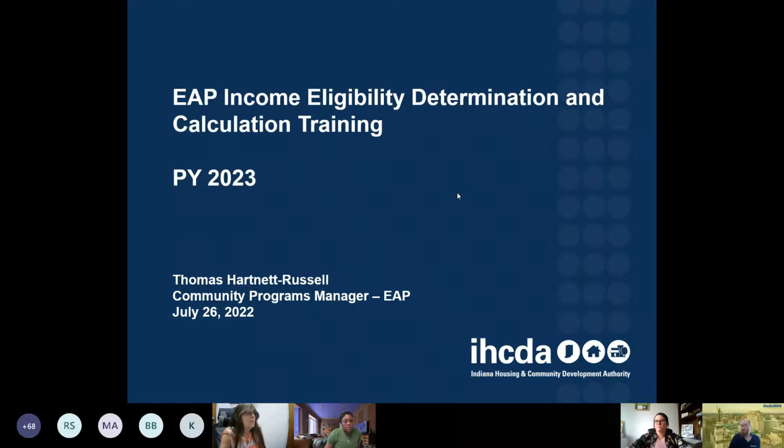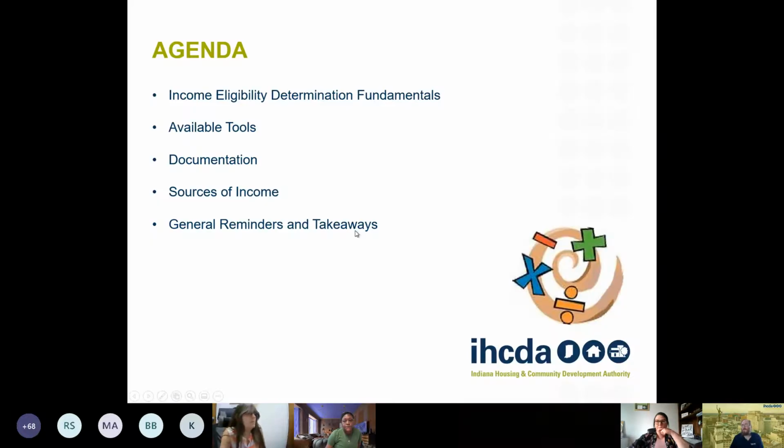Right. So again, right now we're going through the income eligibility determination and calculation. We'll be looking at income eligibility determination fundamentals, the tools that are available to you, how to document different sources of income, and general reminders and takeaways.